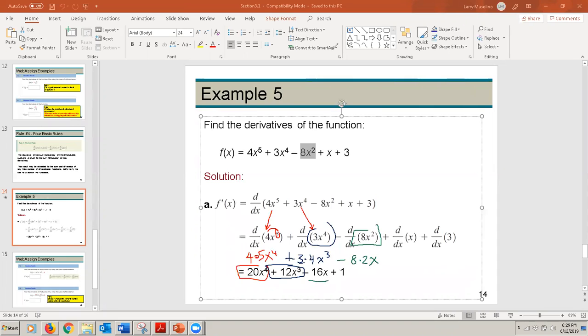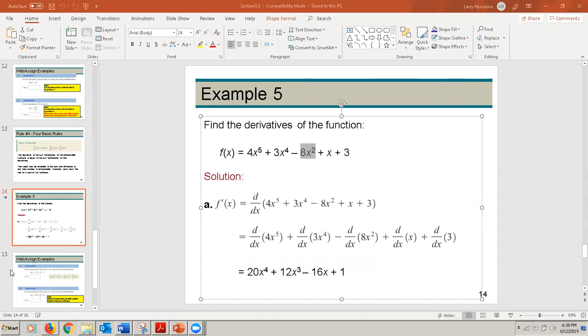All right. How about the derivative of just x? Well, you might remember the derivative of x is just 1. And how about the derivative of 3? Well, remember the derivative of a constant is 0. So we ended up really taking the derivative separately of each one of these expressions.